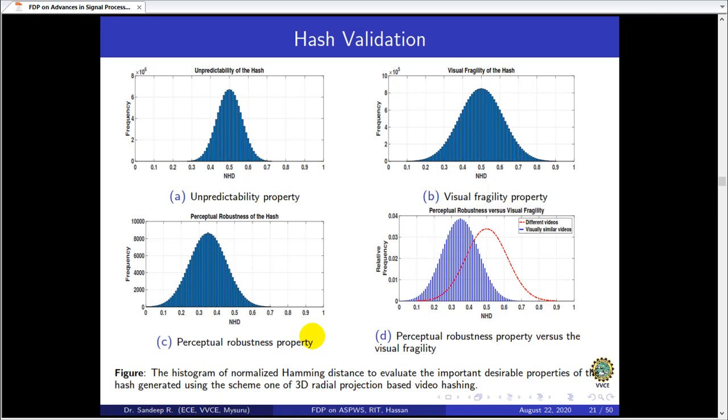It is non-invertible because we cannot generate the video from the hash vector. Now the remaining three are unpredictability, visual fragility, and perceptual robustness. How do we check the unpredictability property?